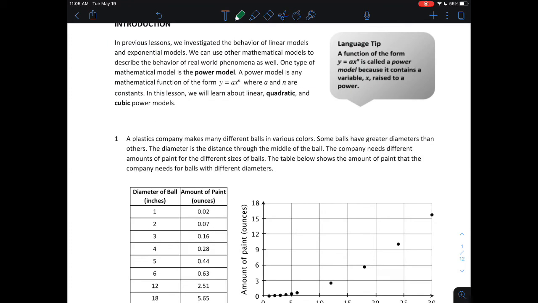Number 1. A plastics company makes many different balls in various colors. Some balls have greater diameters than others. The diameter is the distance through the middle of the ball. The company needs different amounts of paint for the different sizes of balls. The table below shows the amount of paint that the company needs for balls with different diameters.